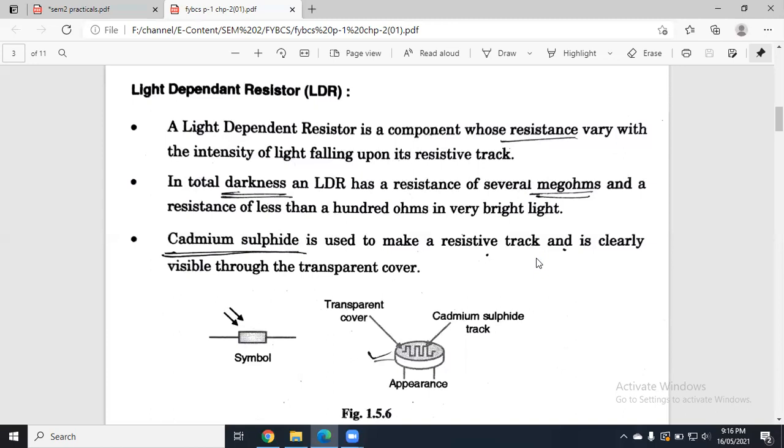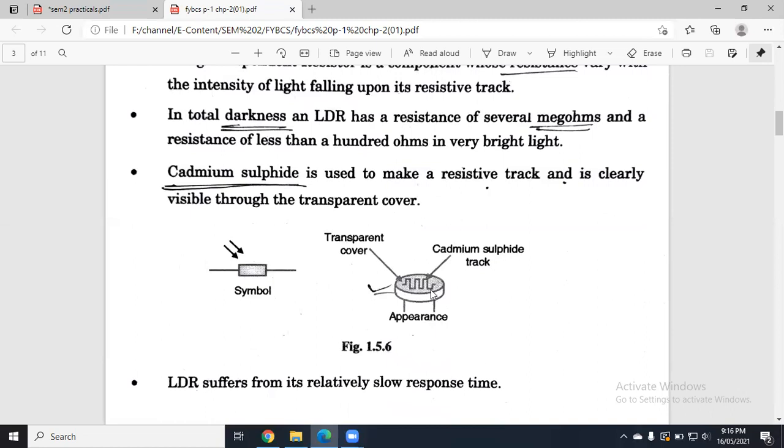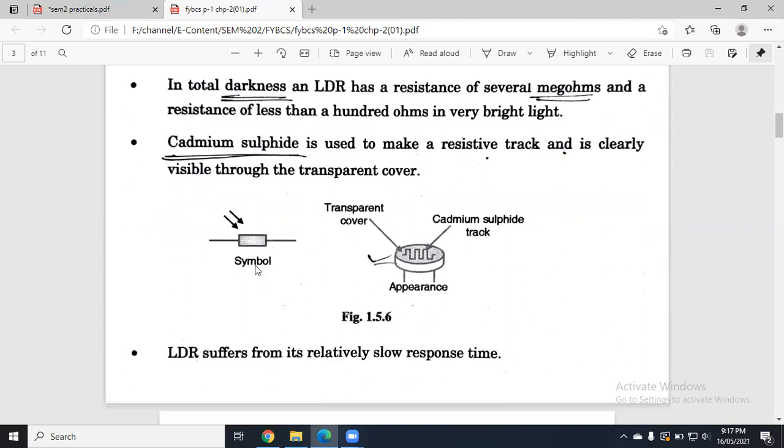Cadmium sulfide is used to make the resistive track, and it is clearly visible through the transparent cover. As you can see in this diagram, these crisscross lines represent the cadmium sulfide track, and this circular covered portion is transparent, so we can easily see those lines. Whenever light falls on these lines, what happens? The resistance changes. The symbol of the LDR is represented like this. This is a general resistor, and when light falls on it, it will change its resistivity.